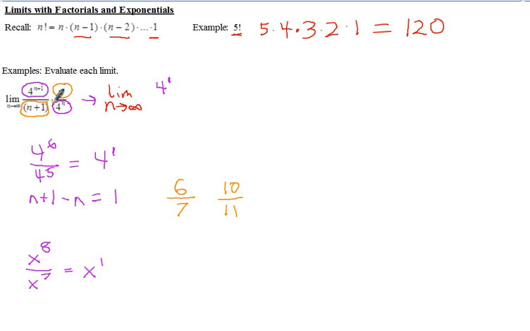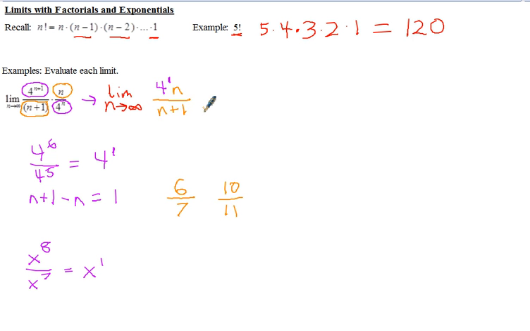I put the two separate fractions because a lot of times later on, when we go over some series that involve these limits, they'll be written as two separate fractions multiplied together to start with. So it's just getting used to that format there. So we have 4 to the n over n plus 1. So we simplified it first.